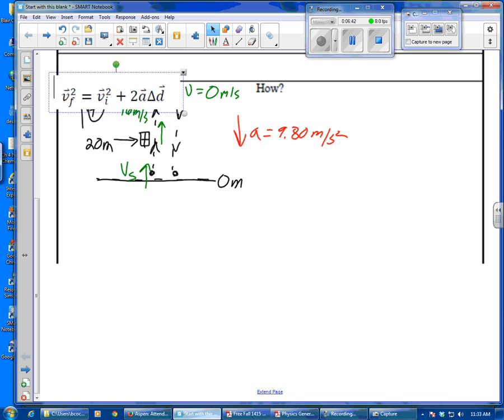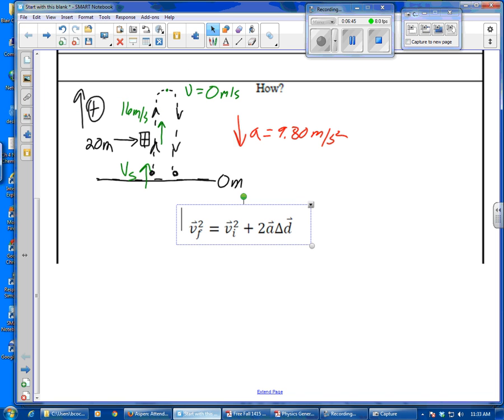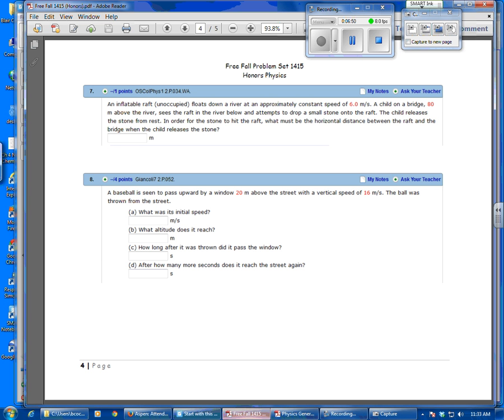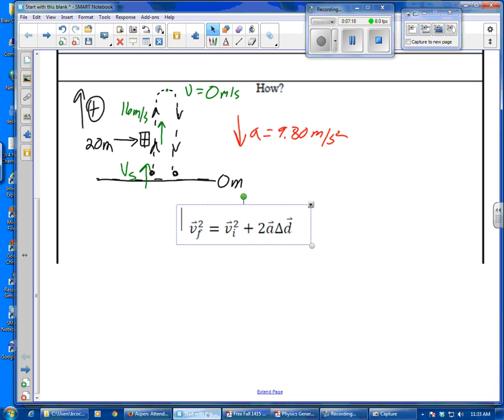Yes, sir. Well, it says after how many more seconds does it reach the street again? So I'm assuming it went up and came back down. Yeah, but you're right. Right now, we don't know that it did. We know that it reached the maximum altitude in B. As we go down and they ask about stuff, I've kind of pieced together what happened. But at this point, we don't really know what happened beyond the window yet.